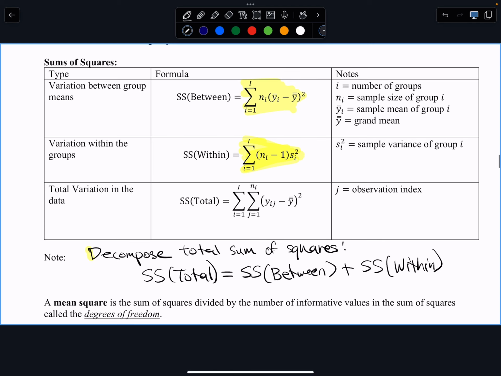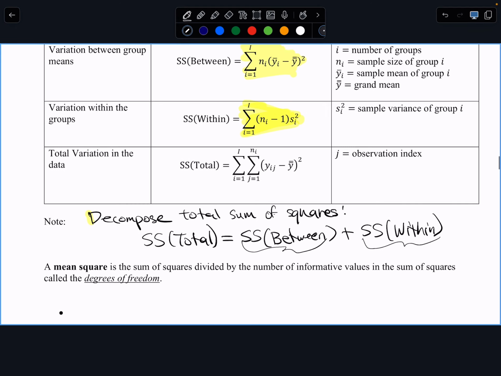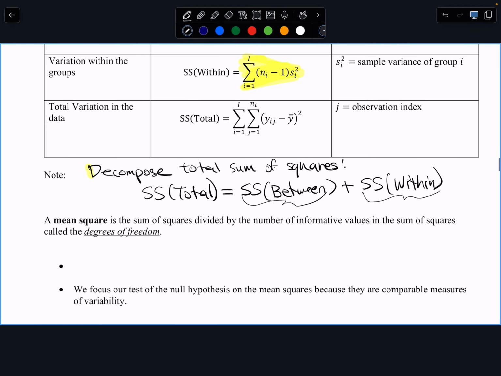Now, these are not comparable measures. This and this, they're not comparable measures. And so in addition to having sum of squares in our analysis of variance, we have what we call mean squares.